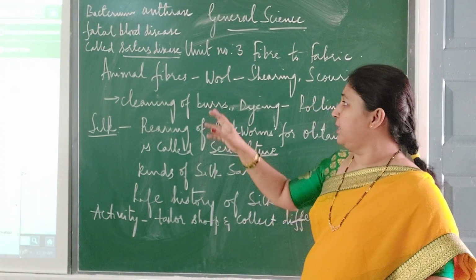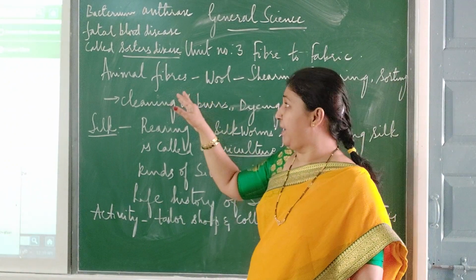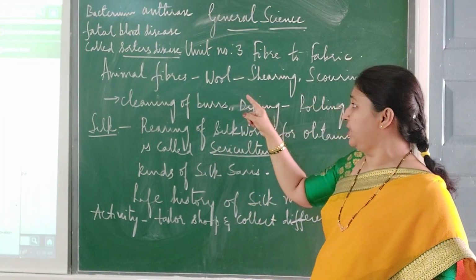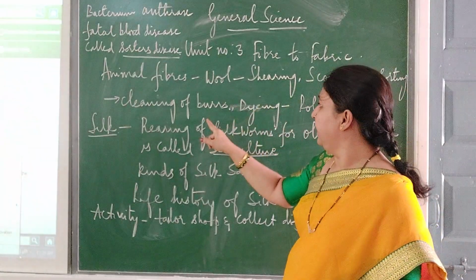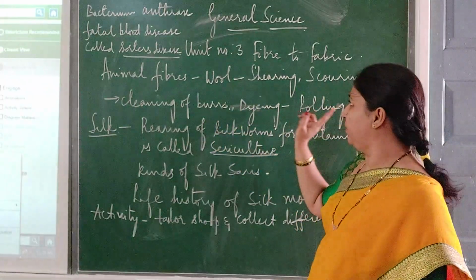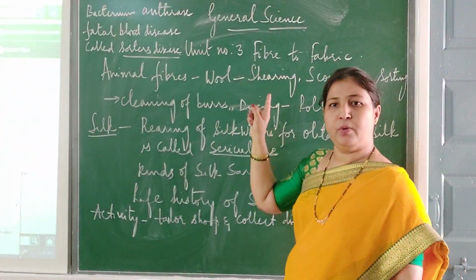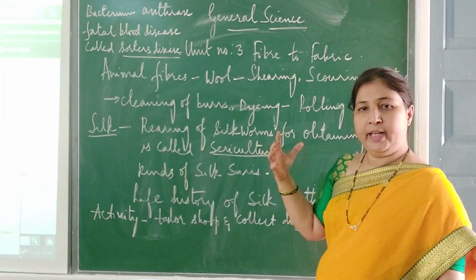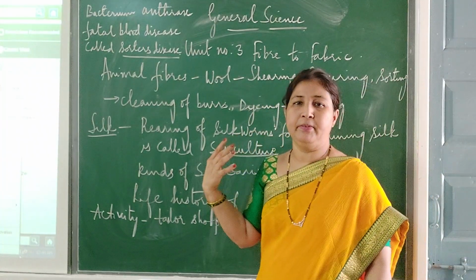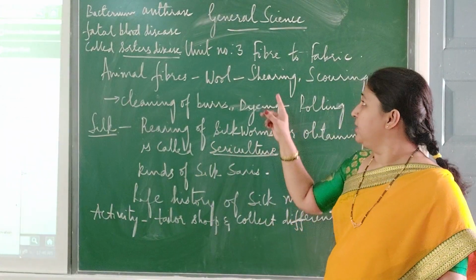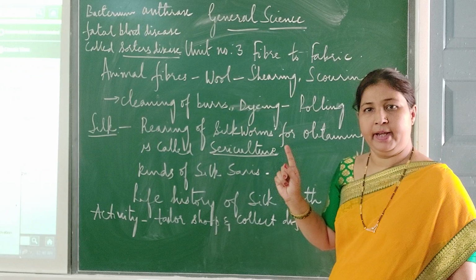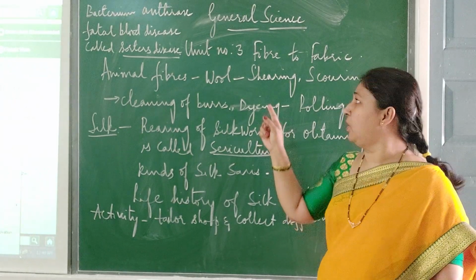Then what is the processing of wool? How are animal fibers converted into wool? There are 6 steps: shearing, scouring, sorting, cleaning of burrs, dyeing and rolling. Shearing means what? The sheep have hair on their body, which protects them from the cold and keeps them warm. They remove the upper hair of the sheep. That is called shearing.